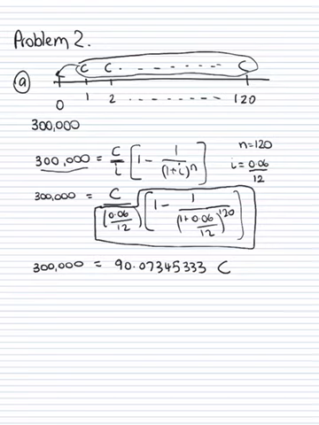The calculation then becomes easy because when you're trying to find what the repayment is now, the monthly loan repayment will be 300,000 divided by 90.07345333, and that gives me a monthly repayment of $3,330.62 per month.